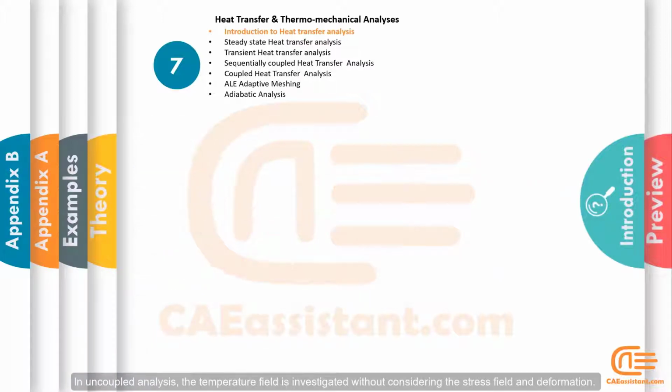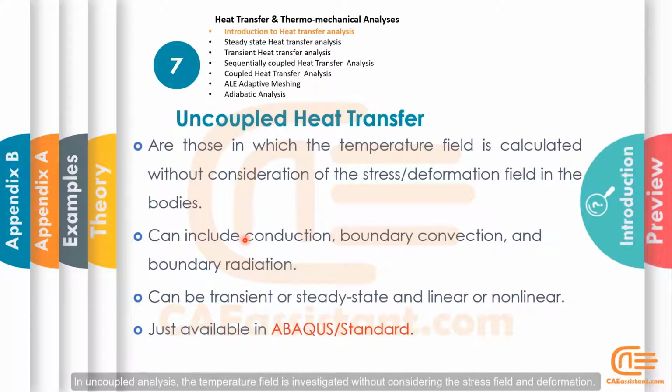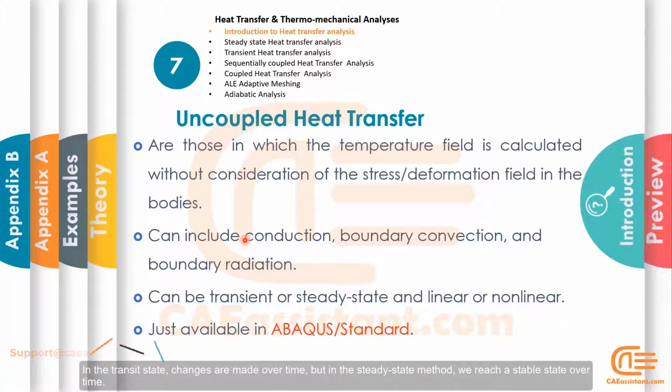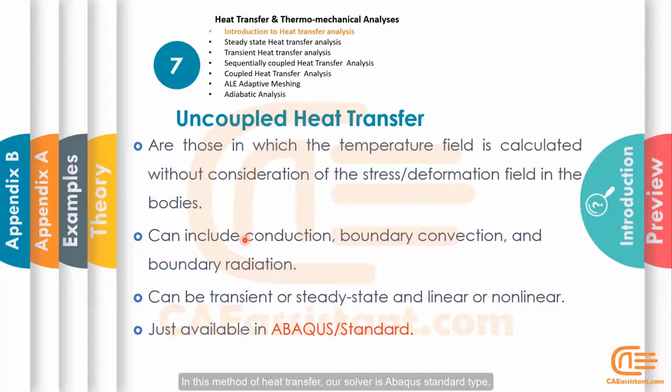In uncoupled analysis, the temperature field is investigated without considering the stress field and deformation. This method includes conduction, boundary convection, and boundary radiation. Thermal problems will be divided into steady-state or transient, and can be both linear and nonlinear. In the transient state, changes are made over time, but in the steady-state method, we reach a stable state over time. In this method of heat transfer, our solver is Abaqus standard type.